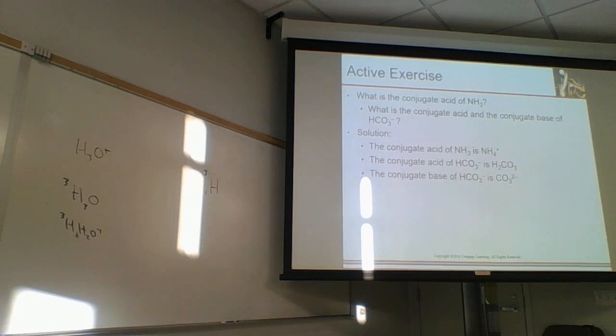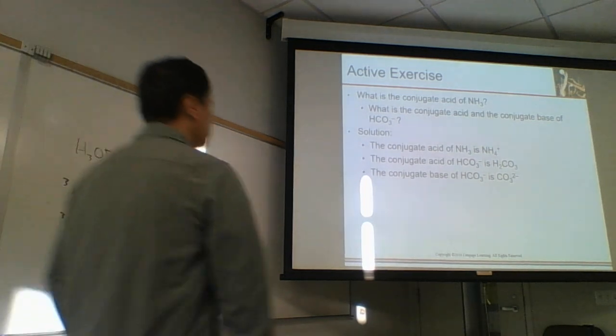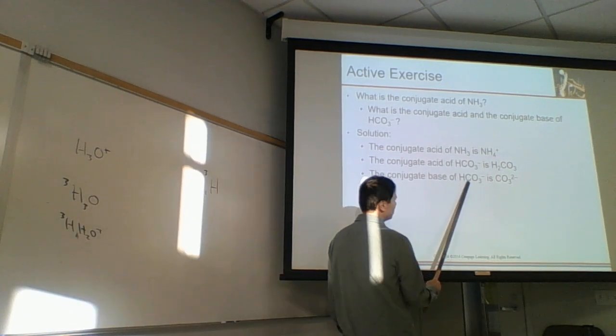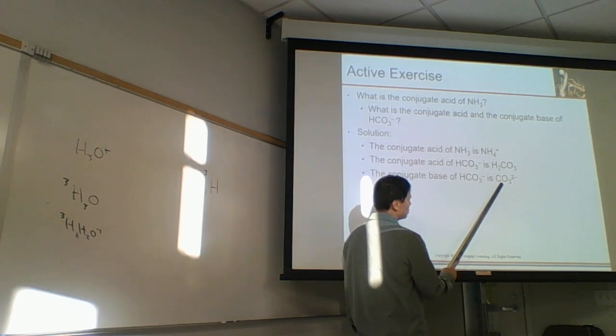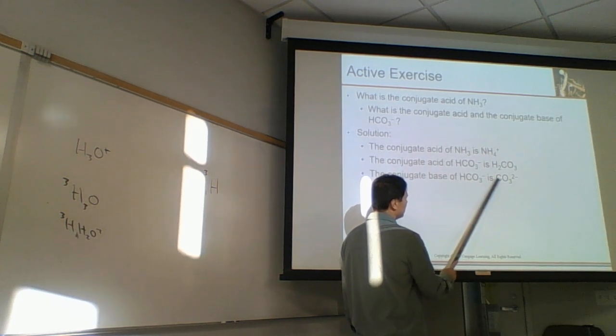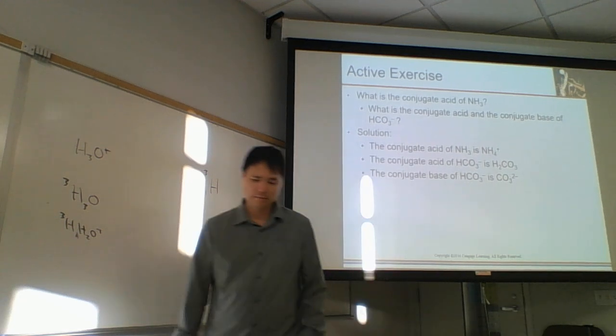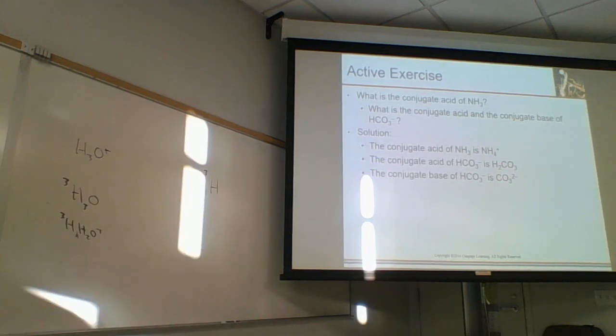Bicarbonate can go either way. So for the conjugate base, now bicarbonate is acting as the acid. Bicarbonate is the acid, it loses H plus and forms carbonate. So this is the conjugate base of bicarbonate here. The conjugate relationship.